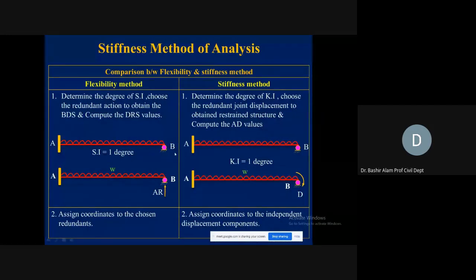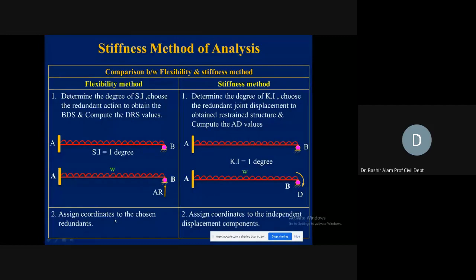So you can see the process here. Here the unknown was the reaction, vertical reaction. And this is now that redundant action. यहाँ पे क्या है unknown? This is the rotation here. So here this D, we label it as a D now. So this is the unknown giant displacement.